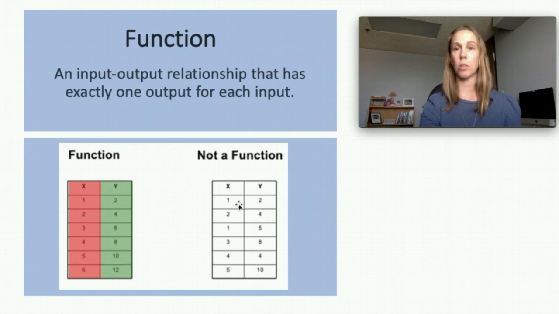In the second table that is not a function, you'll notice that the x values have more than one y value. So here we have 1 with an output of 2, but we also have 1 with an output of 5. That tells me that this one is not a function.